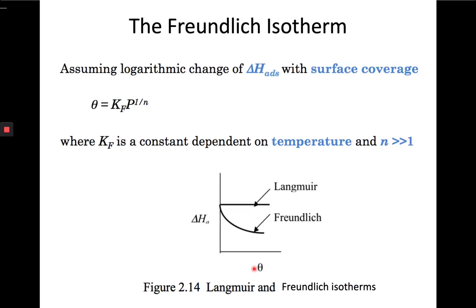Meanwhile, the Freundlich isotherm assumes that delta H changes exponentially with the surface coverage, where theta equals Kf times P to the power of 1 over n, where Kf is a constant which depends on temperature, and n is an integer greater than 1. This figure shows the variation of delta H with surface coverage using both the Langmuir and Freundlich isotherms.